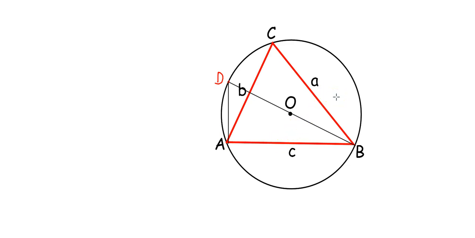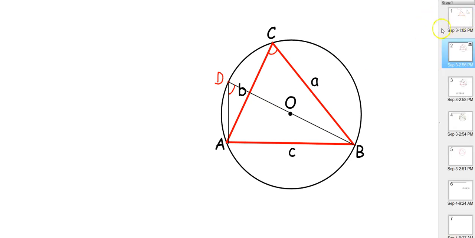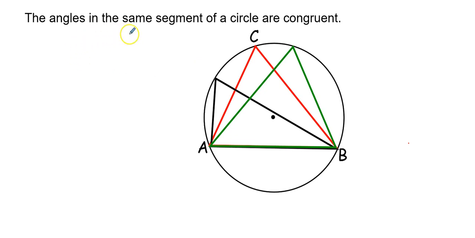Now by drawing this circle around the triangle ABC, of course you call it a circumcircle, and I have BD as the diameter, and I also joined A to D. One thing we observe is that angle D will be equal to angle C, because they are the angles in the same segment of the circle. Let me show you. The angles in the same segment of a circle are congruent.